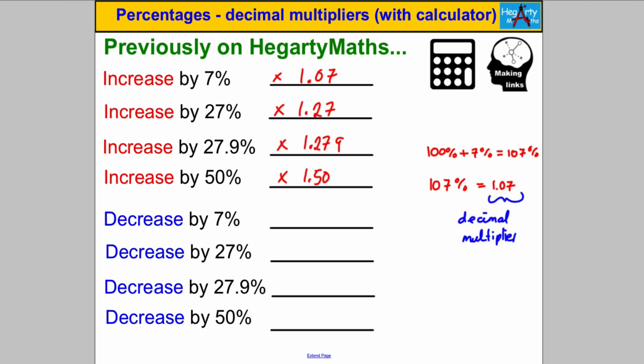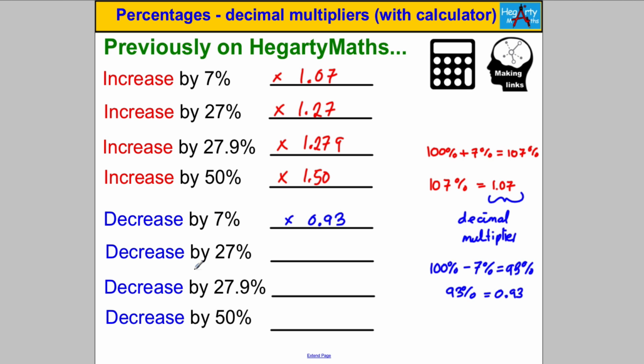Now, to decrease by 7%, at the start you would have 100%. You are subtracting 7%, so you're left with 93% at the end. And 93% as a decimal multiplier or as a decimal is 0.93. So, if someone asks you to decrease something by 7%, it's like working out 93% of it. You do 100 subtract that number. So to work it out, you would multiply the amount by 0.93, that decimal multiplier.